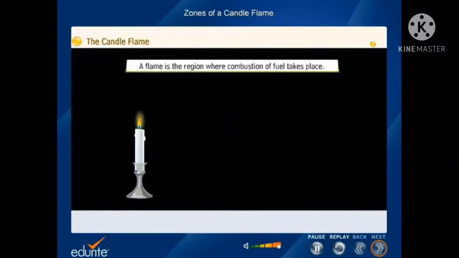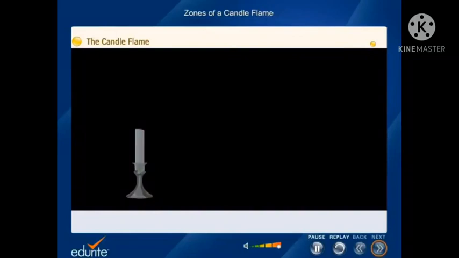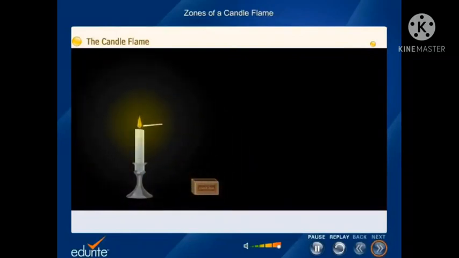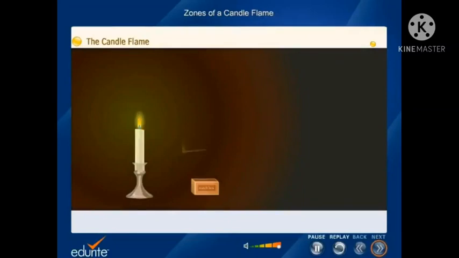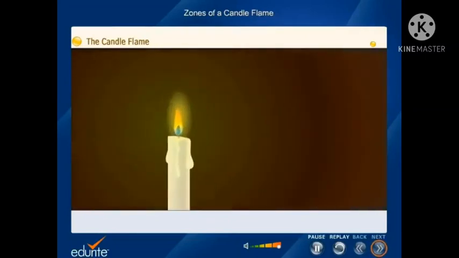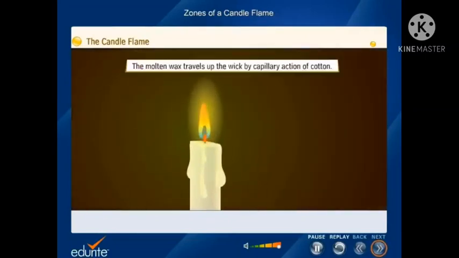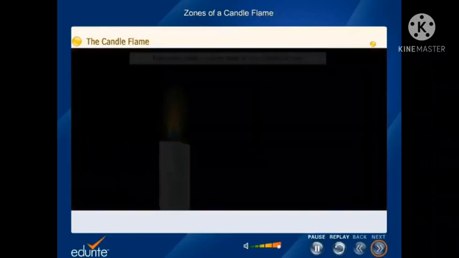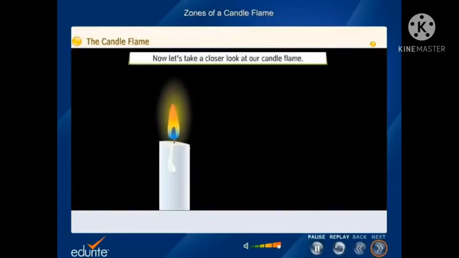A flame is the region where combustion of fuel takes place. An ignited matchstick gives the initial heat to light the candle. The wick quickly catches fire and melts the solid wax. The molten wax travels up the wick by capillary action of cotton. The heat causes melted wax to vaporize and burn in the presence of oxygen. Now let's take a closer look at our candle flame.